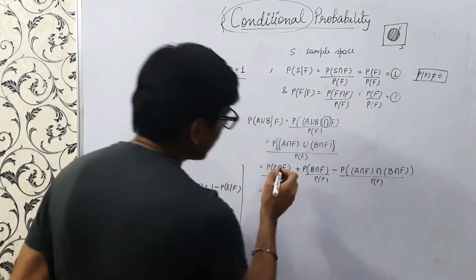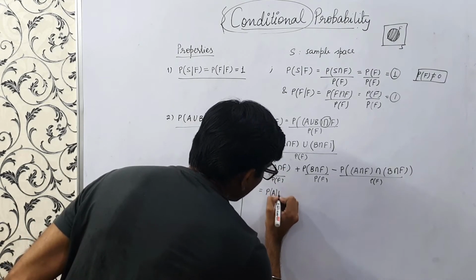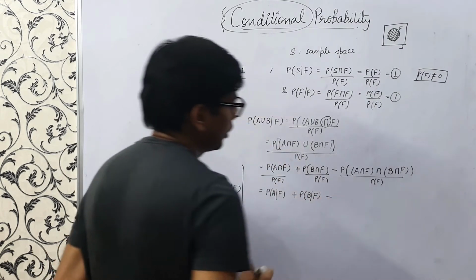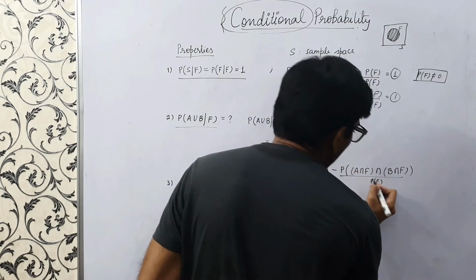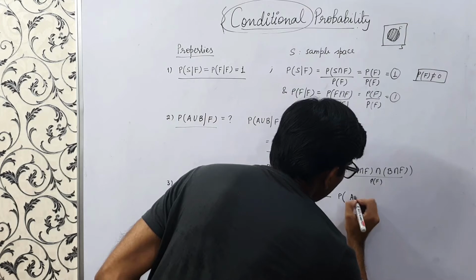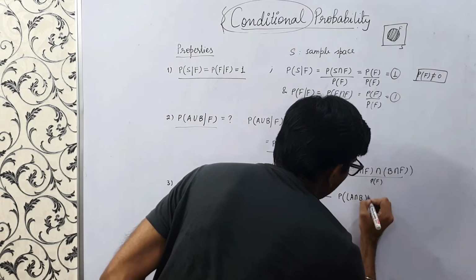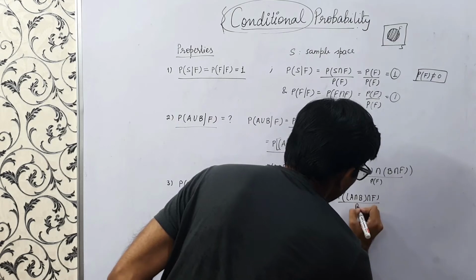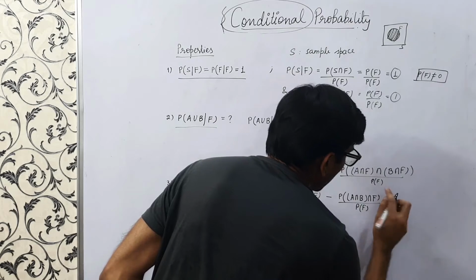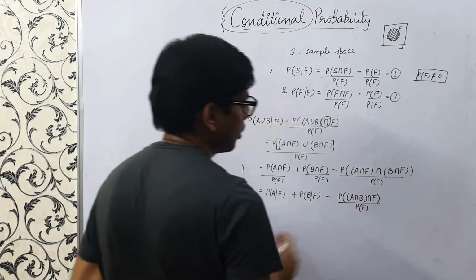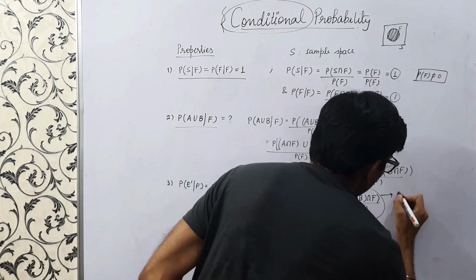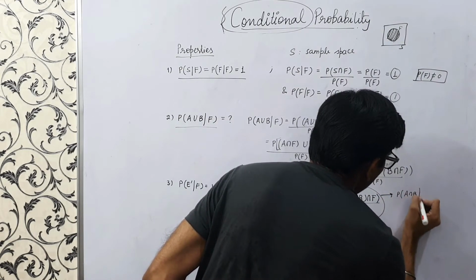So this is nothing but probability of A given F. This is probability of B given F minus, what is this? So we can just write it as again A intersection B intersection F upon probability of F. The way we have opened it, here we have combined these signs. We have taken common, right? So this is nothing but probability of A intersection B given F.